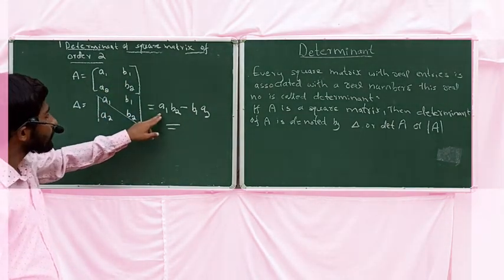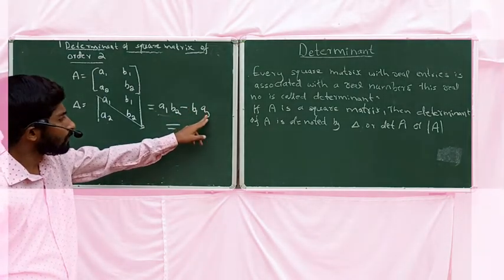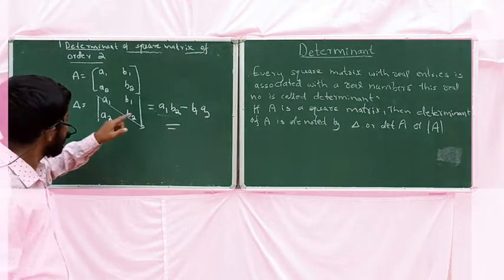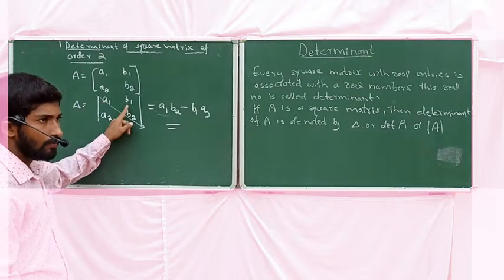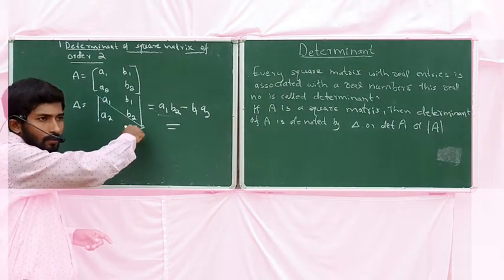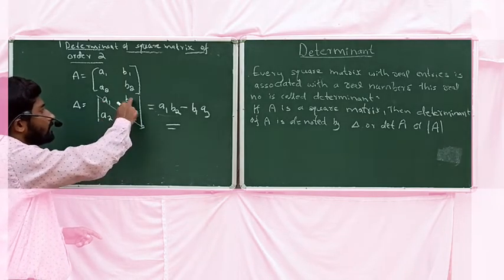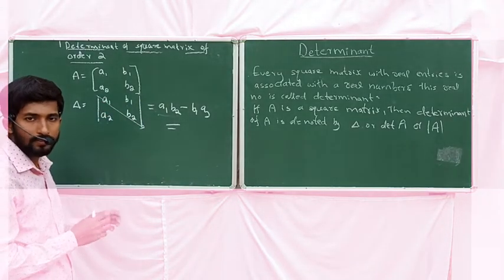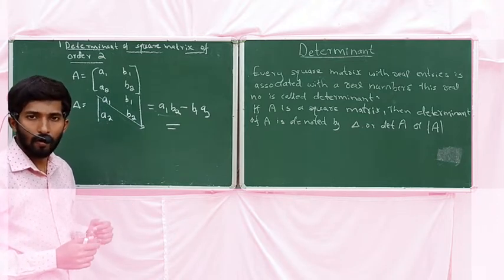That means product of principal diagonal minus product of the non-diagonal. Clear? a1 b2 minus a2 b1. First you need to take the product of the principal diagonal only, then product of the non-diagonal. Product of diagonal minus product of non-diagonal. It's a formula to calculate the determinant of a square matrix of order 2.